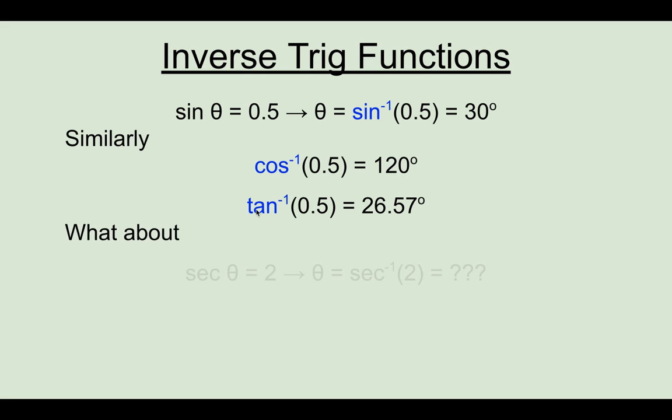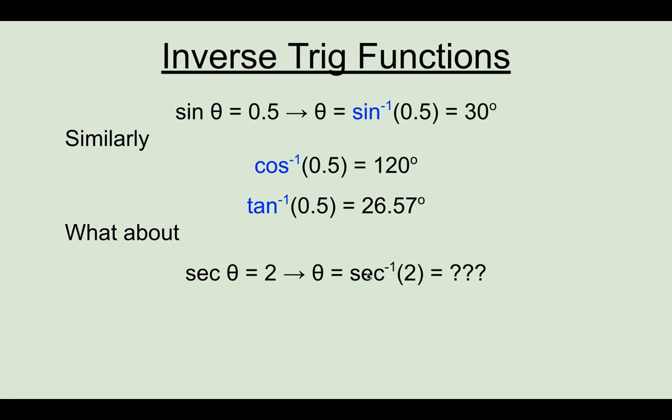Well, what if it's something like this? What if it were secant theta equals 2? Is there an inverse secant of both sides? That's the question. So I challenge you: go to the calculator and see if you think there is an inverse secant, go find the button. And it turns out there isn't an inverse secant.